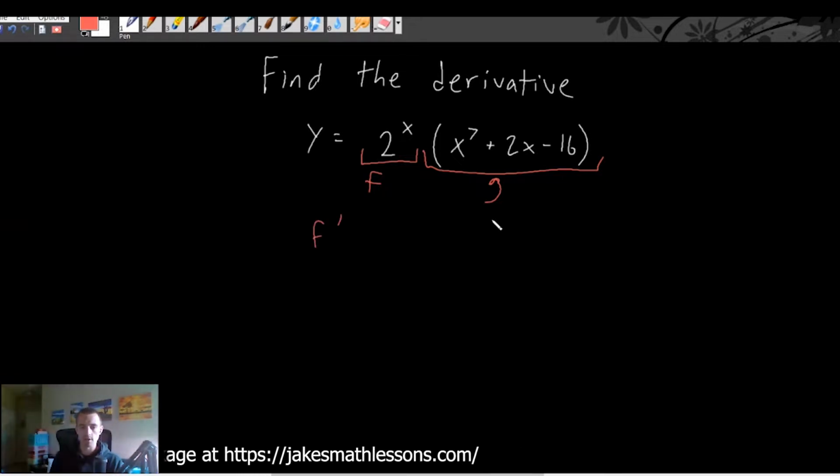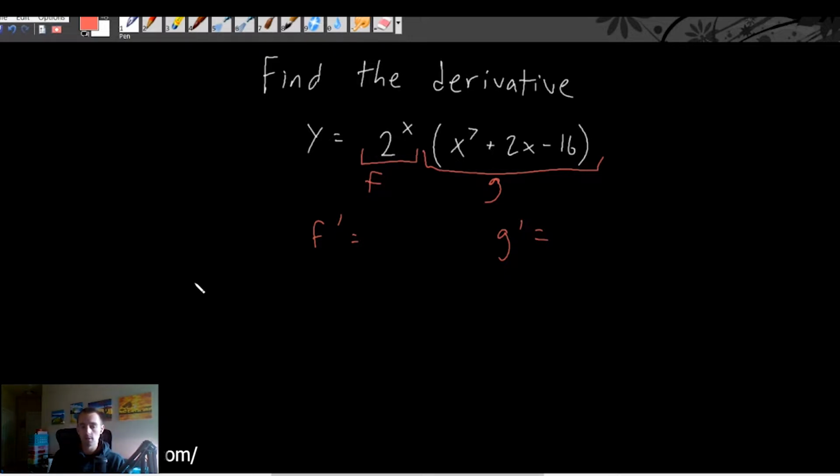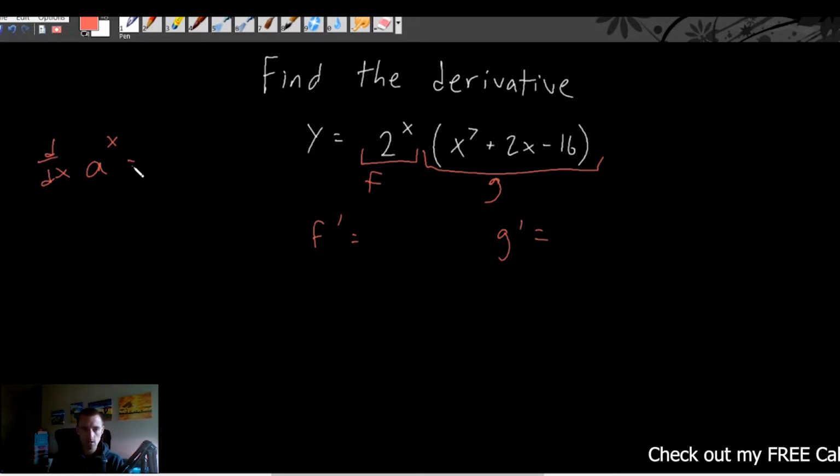Then again, we need to find f prime and g prime. So the derivative of 2 to the x, and this is another formula on my Calculus 1 study guide. Link is down in the description if you want to check that out. But the derivative, if you're taking any constant raised up to the x power, the derivative of this is always just going to be ln of a times a to the x.